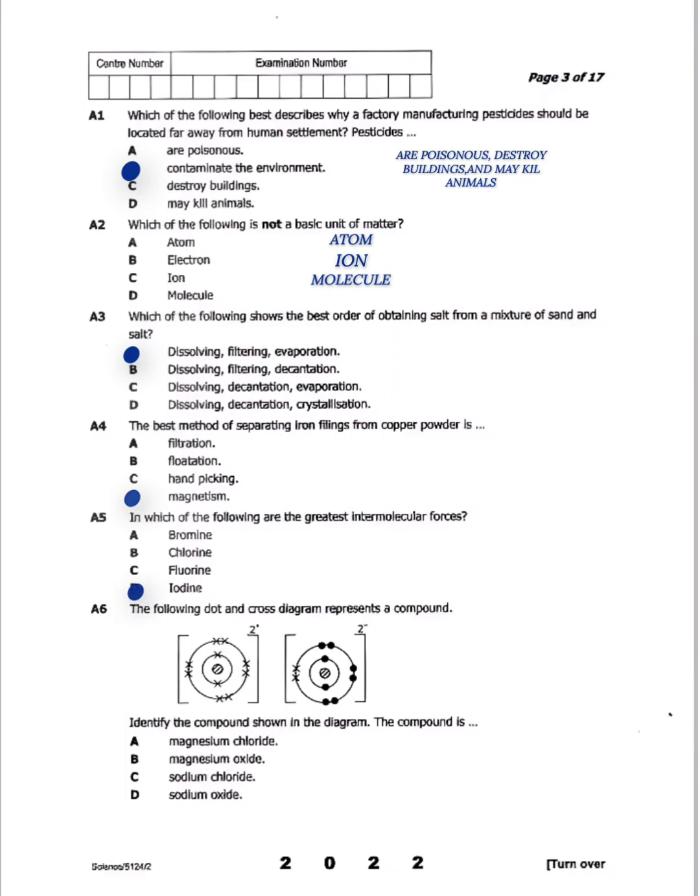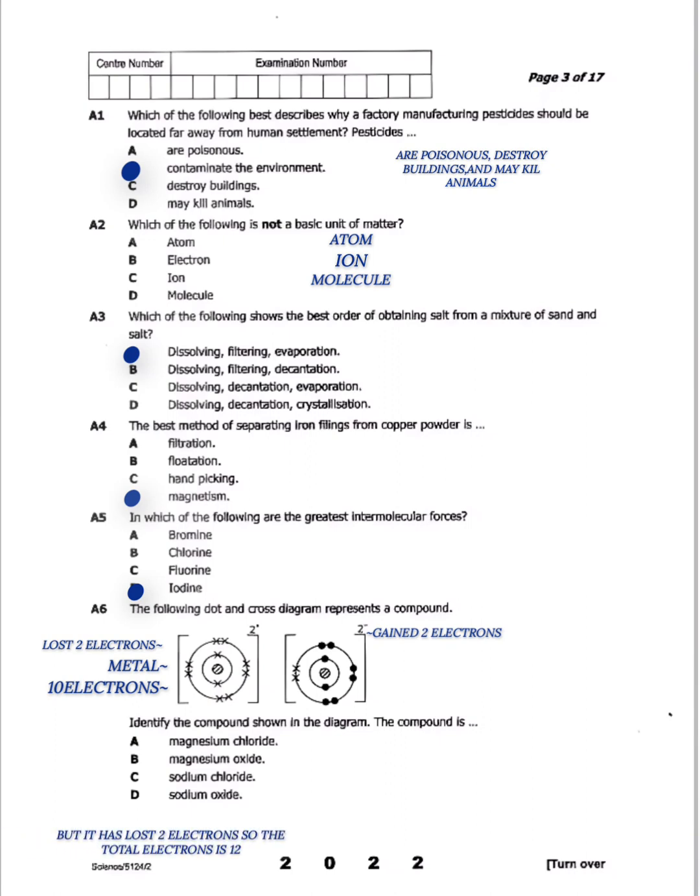Okay, the last one on this part here, which is A6. The following dot and cross diagram represents a compound. As you can see on the first structure here, this compound has lost 2 electrons, and then the next one has gained 2 electrons. So I'm going to say the first one here is a metal. Now how am I going to identify which one this is? Let me count the electrons. If you count the number of electrons that it has, it is 10. Now it has lost 2 electrons, which means here we are having 12 electrons. So magnesium has 12 electrons.